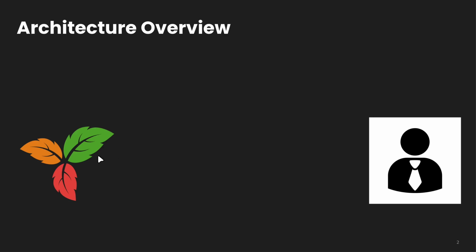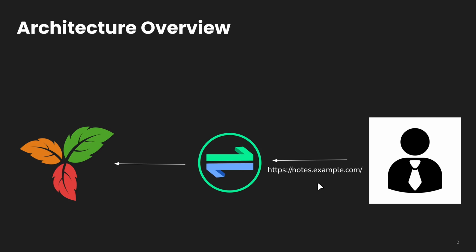So we have our user and we have our Trilium server, right? This is the Trilium logo. This is just a placeholder for our user. And what's going to be happening is we're going to be going over our domain, in this case our subdomain notes.example.com, and this is going to be hitting our OAuth2 proxy. This is the logo for OAuth2 proxy, and he will be our middleman.